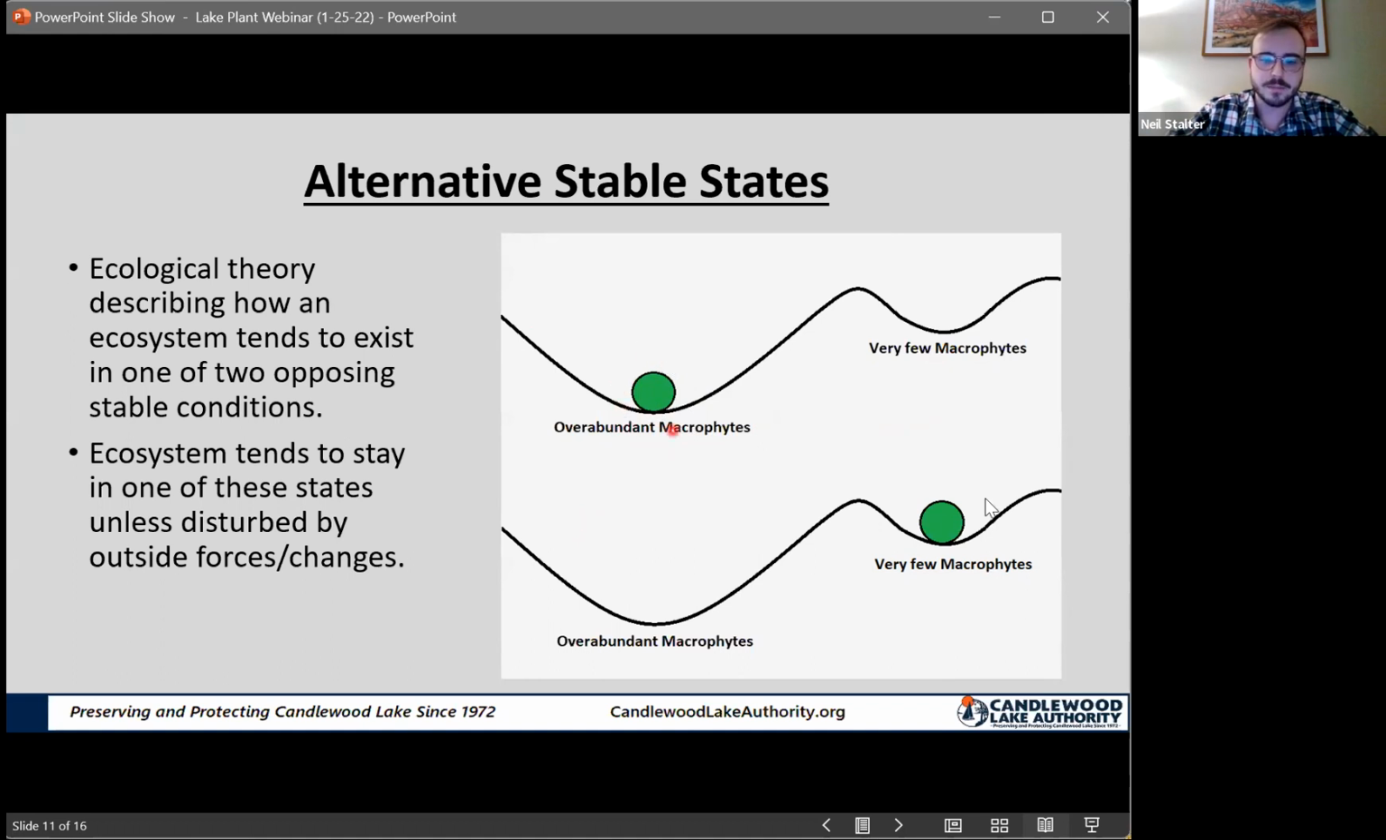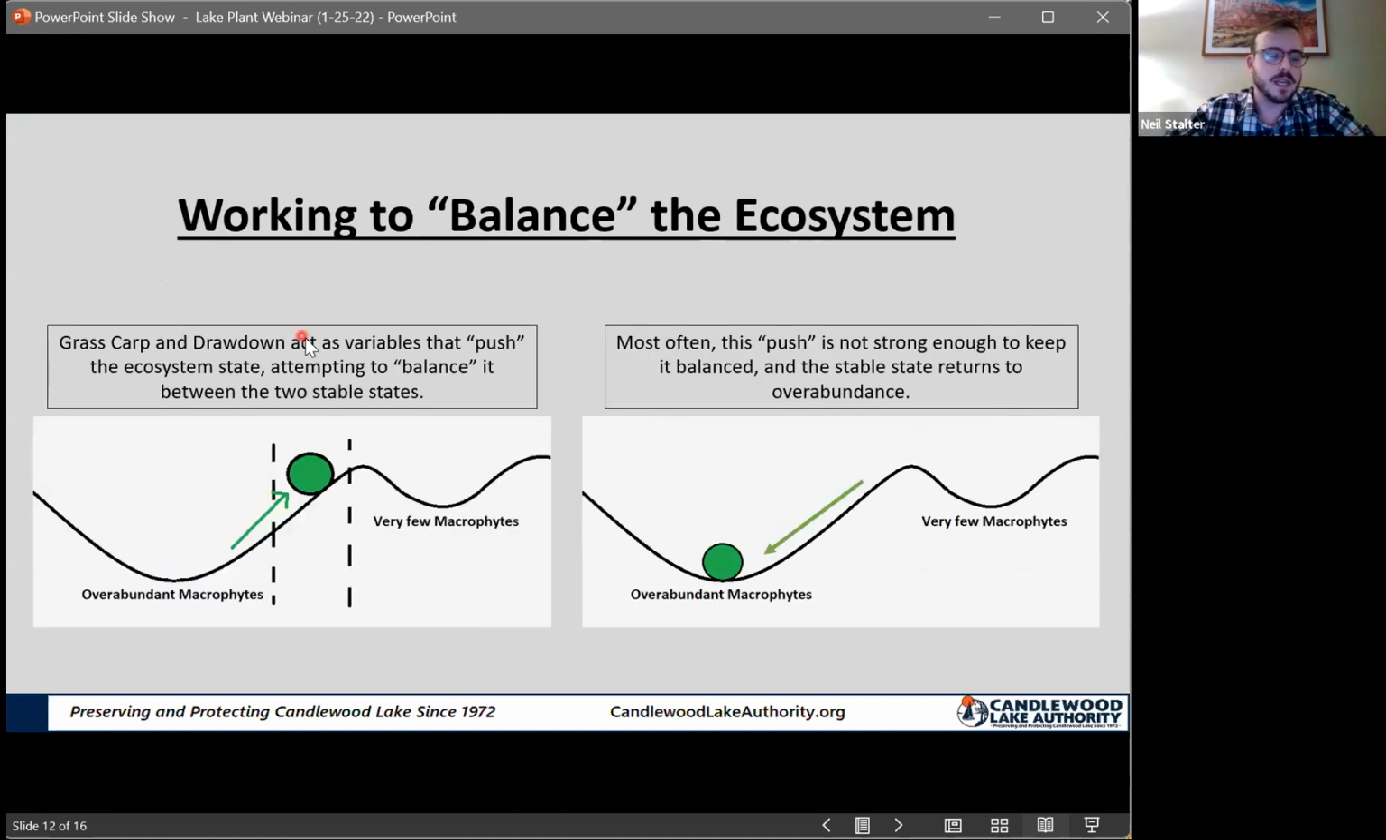But now, this past year, obviously, that stable state has transitioned over here to this state of very, very little plant material. And so how did this happen? In the past, the plant management techniques that I mentioned to you all before are the grass carp and the drawdown, of course.